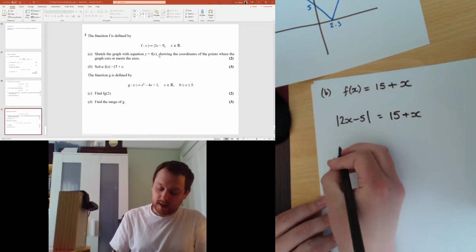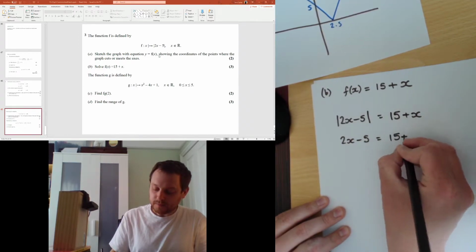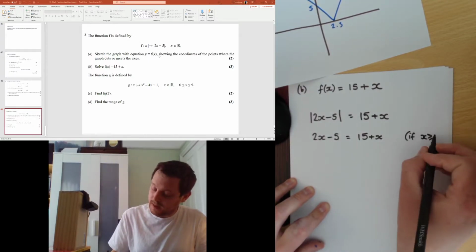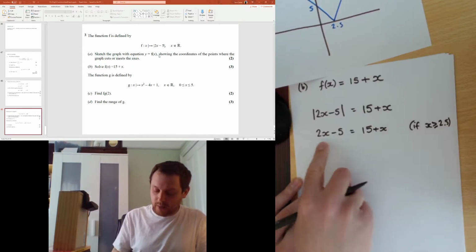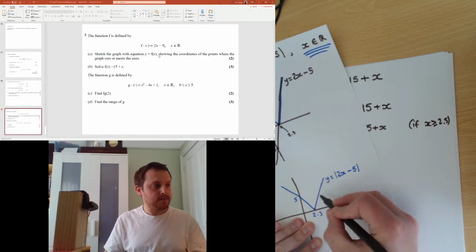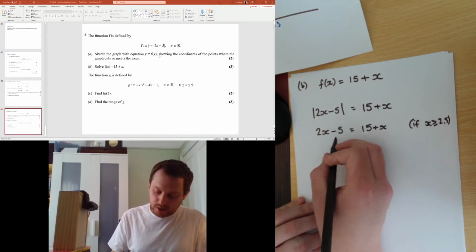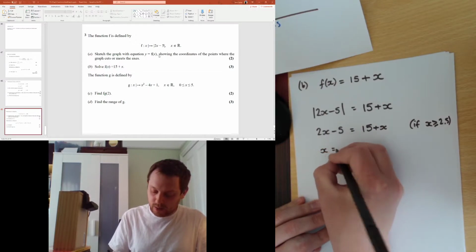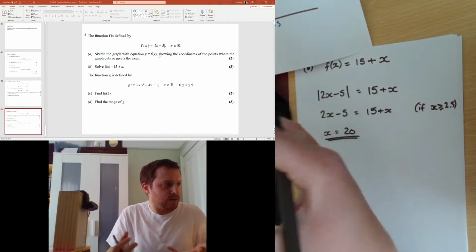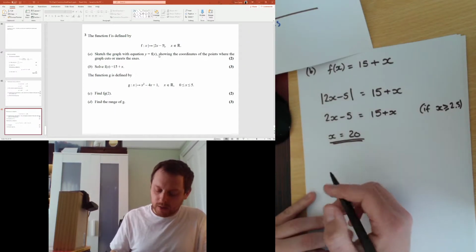Now this is 2x minus 5 if x is greater than, I guess, or equal to 2.5. So we've got an equation to solve. That's basically it crossing this one here. That's it crossing that one. So we'll solve that. So what have we got to do? Take away x, so x equals 20. What you should always do at the end is check your answers, of course, as well, because these can be quite tricky, especially the more complicated ones.